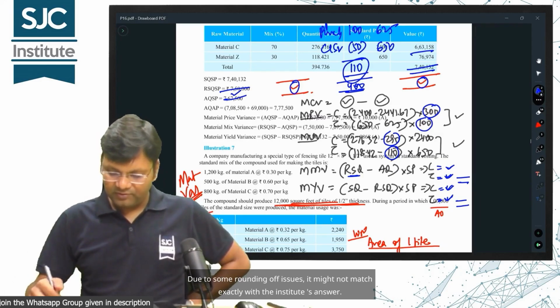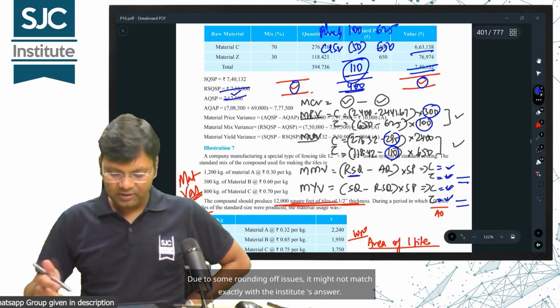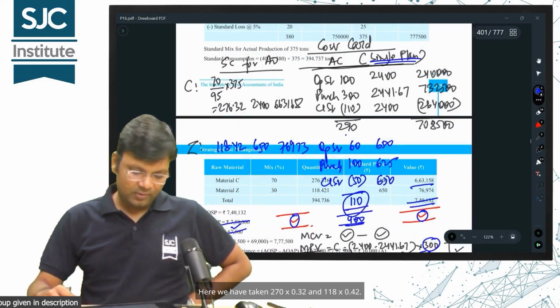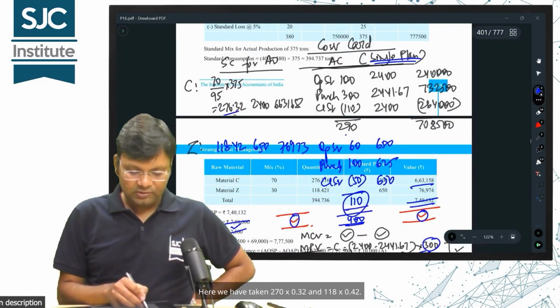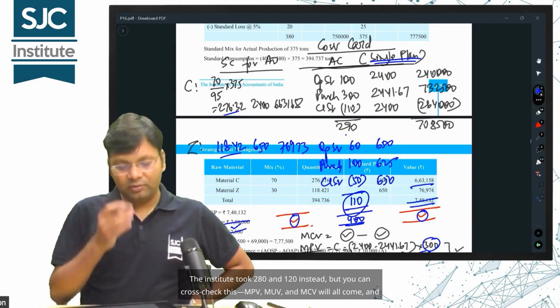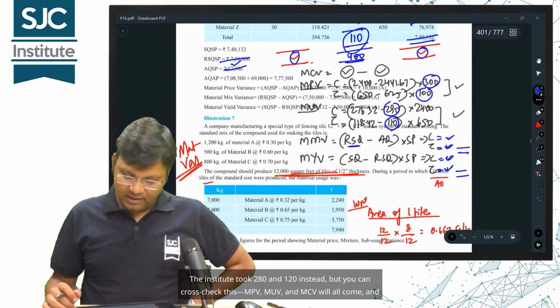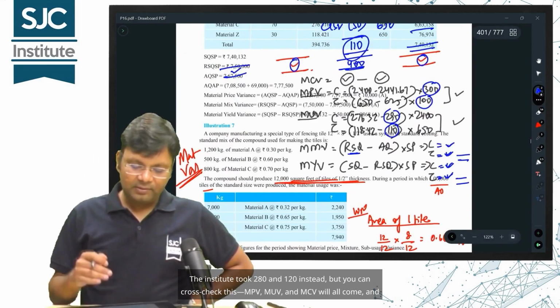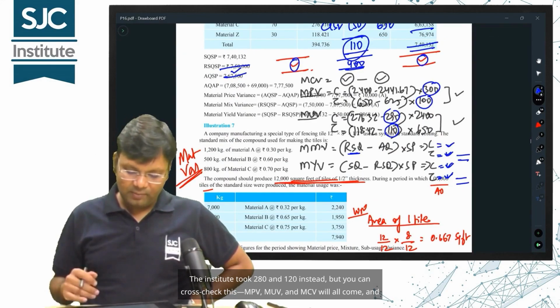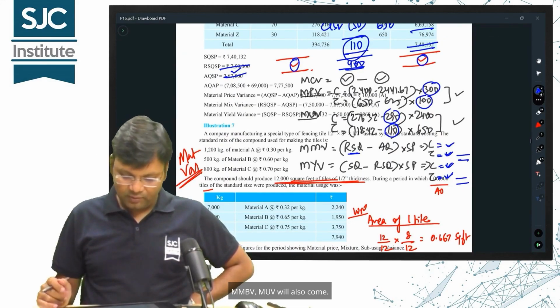Due to some rounding off issues, it might not match exactly with the institute's answer. Here we have taken 270 x 0.32 and 118 x 0.42. The institute took 280 and 120 instead, but you can cross-check this. MPV, MUV and MCV will all come, and MMBV, MUV will also come.